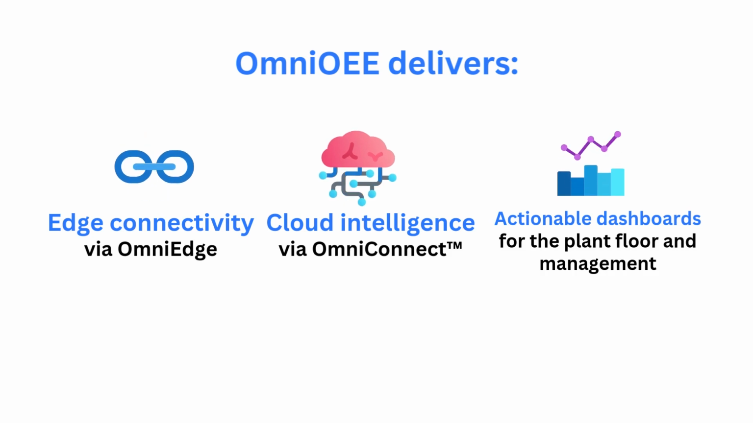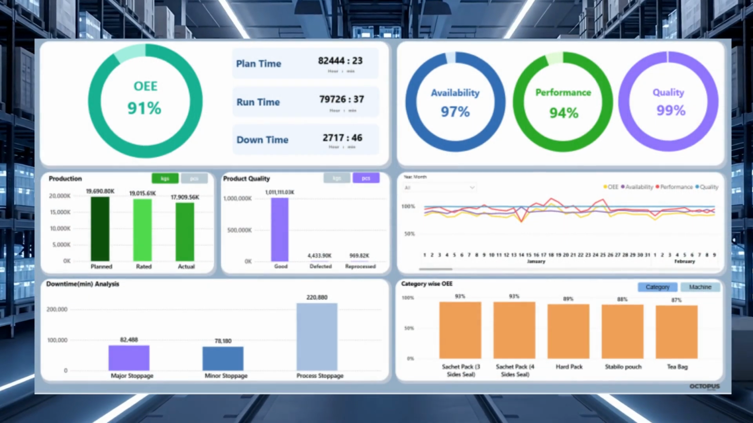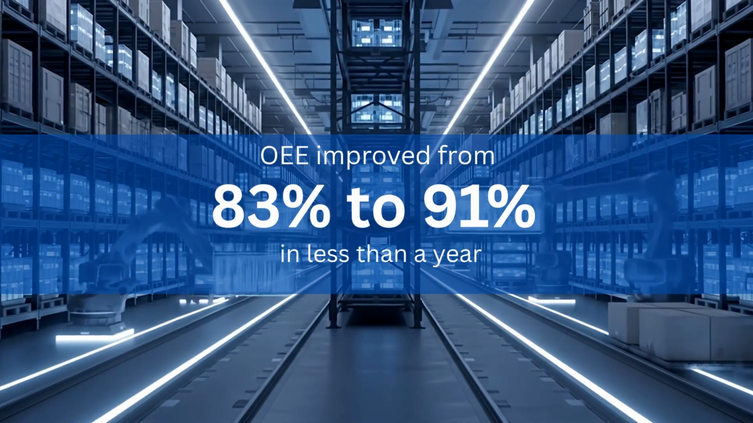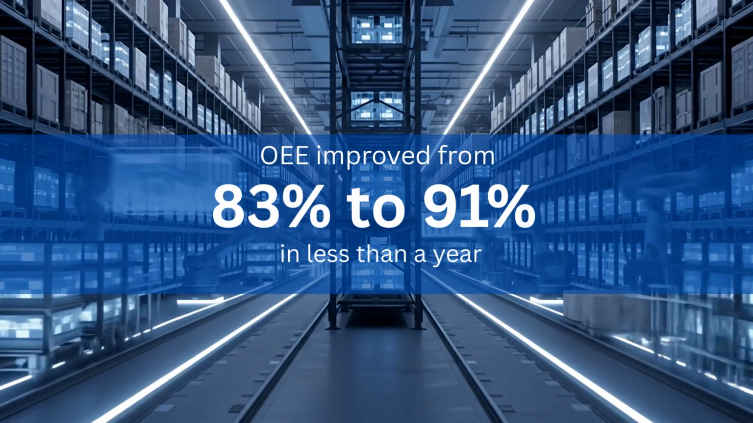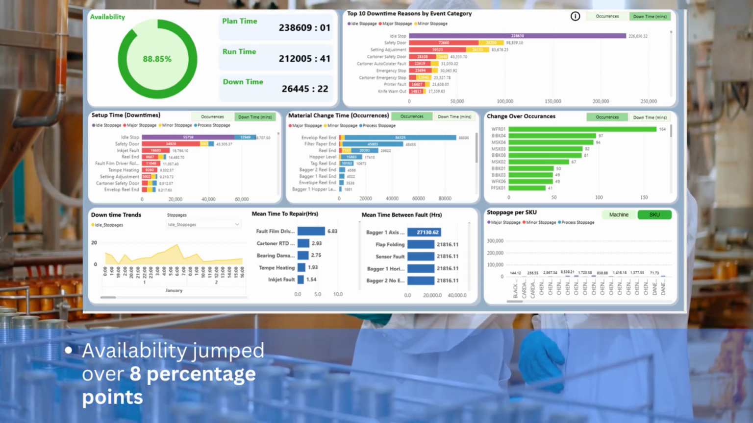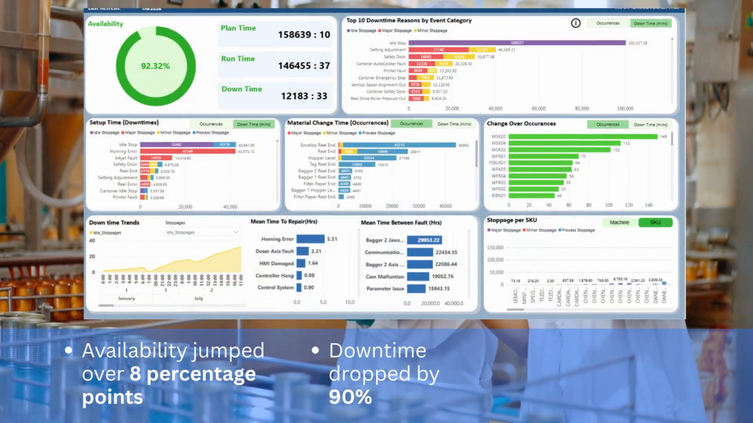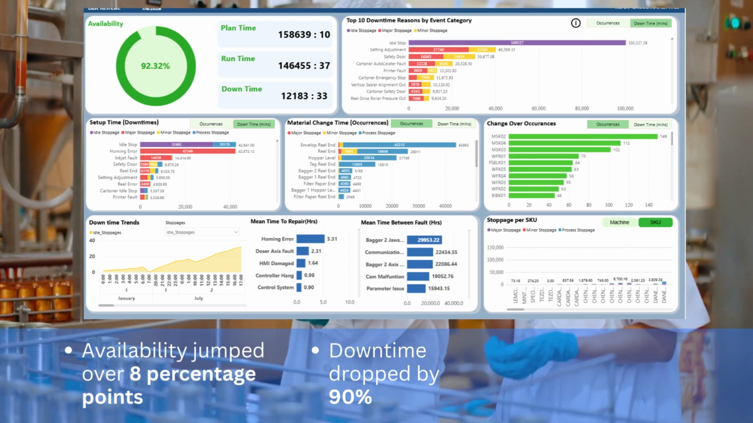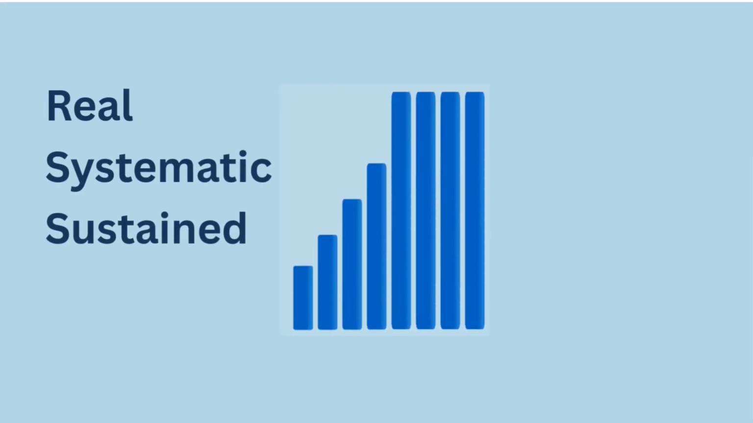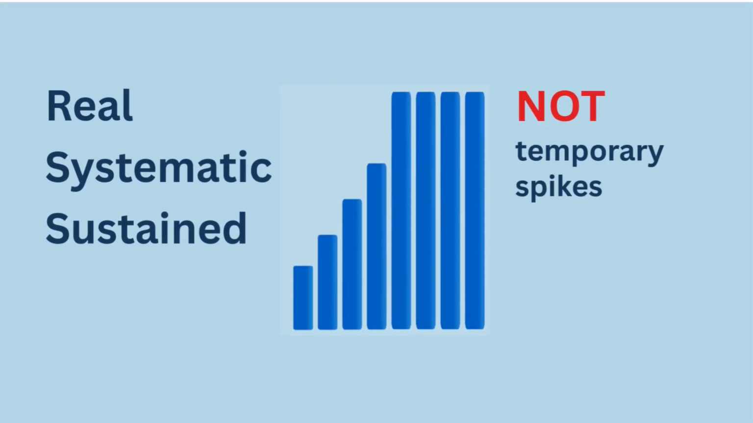Now, let's talk about impact. For one customer, the OEE of their most critical equipment improved from 83% to 91% in less than a year, with availability improvement as the primary driver. Availability jumped over 8 percentage points, and downtime dropped by 90% in total minutes, with main product lines exceeding 93% OEE. These improvements were real, systematic, and sustained, not temporary spikes or reporting artifacts.